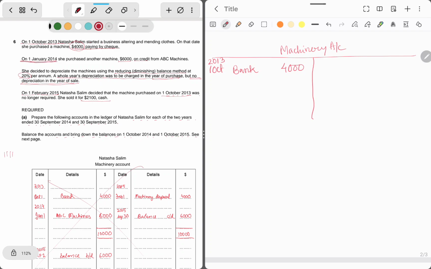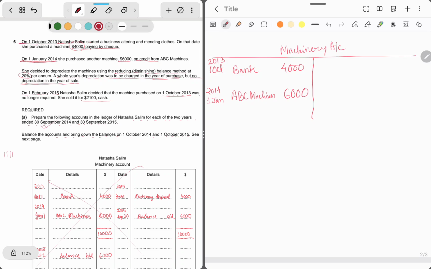We don't need to close the books of accounts, but this is going to affect. So again, on 2014, same accounting period, this is on 1 January, another machine has been purchased, but this time it is on credit. So we write the name of the supplier, ABC machines. Okay, had it been cash, we'd have written cash here. So this is $6,000.